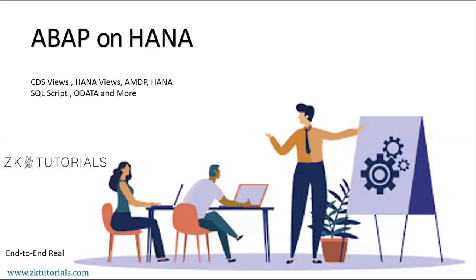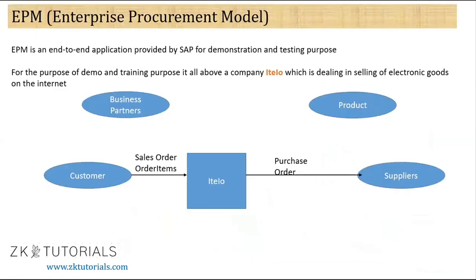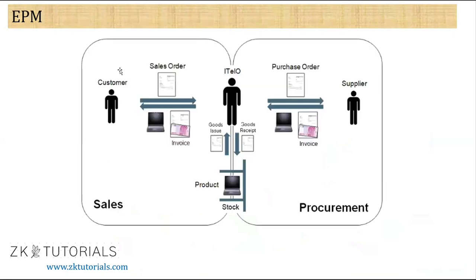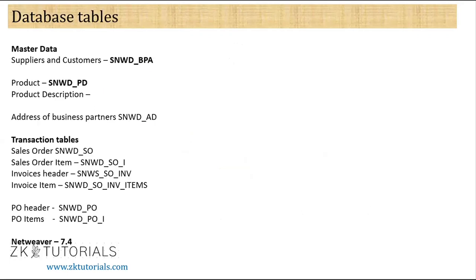Till now, in the last session, we have discussed the EPM data model, the Enterprise Procurement Model. It's an end-to-end application provided to us by SAP for demonstration and testing purposes. The company on which it all runs is ITelO. We have seen one example here: I have sales and purchasing happening, with a supplier and a customer. A sales order will go, a purchase order will go. So these things we have discussed.